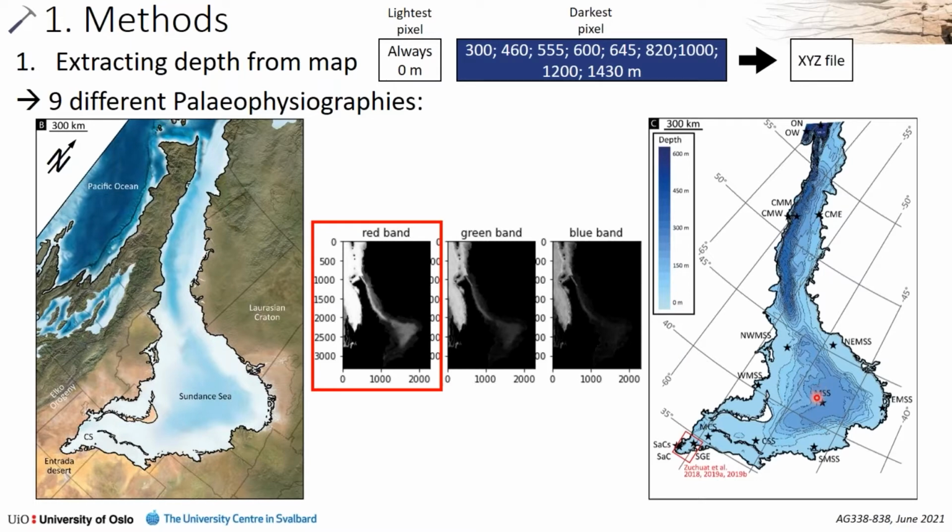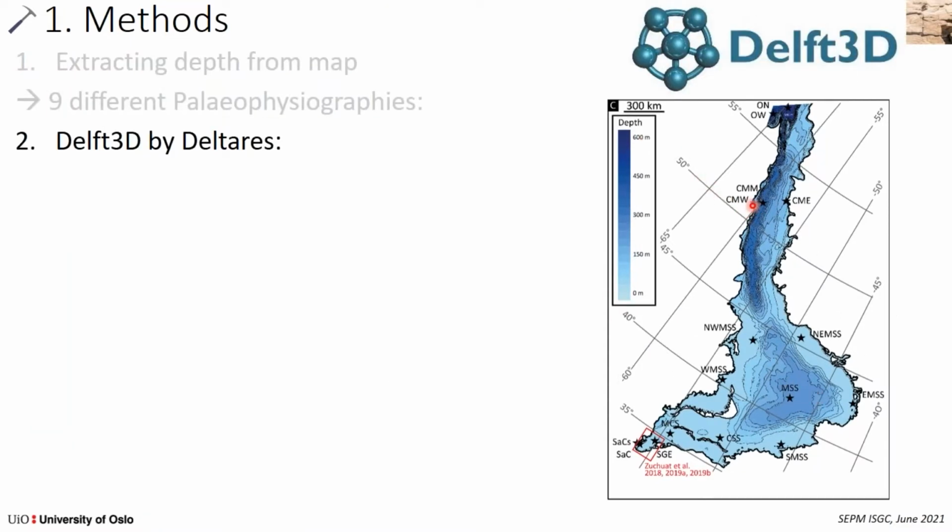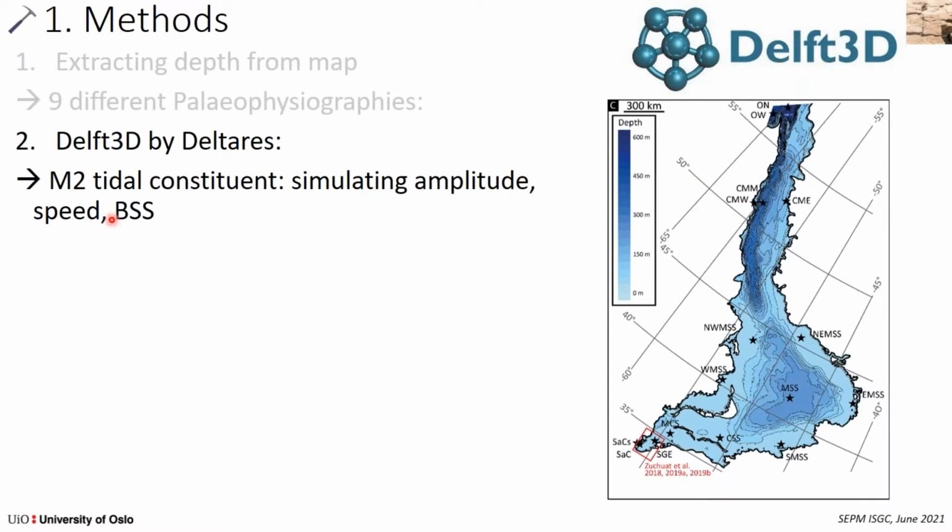So this is a synthetic XYZ bathymetry, if you want. And then we use this bathymetry in the software called Del3D by Delta-Res, which is open source, and we forced it with an M2 tidal constituent. We didn't model any other tides because we wanted to make as little assumption as possible, but it allowed us to simulate the amplitude, the speed, and the basal shear stress.